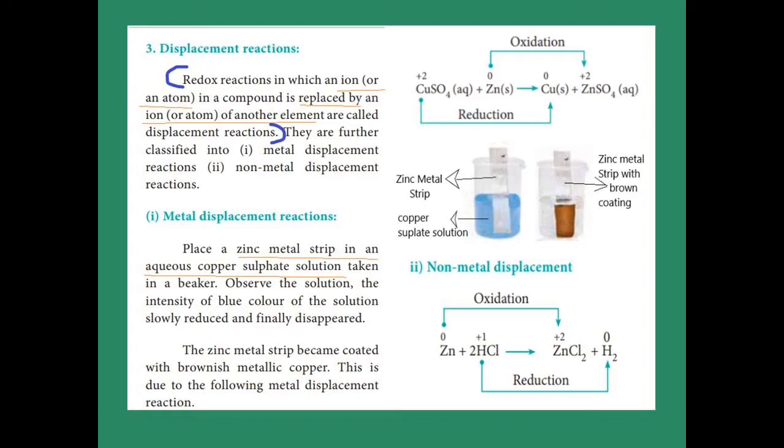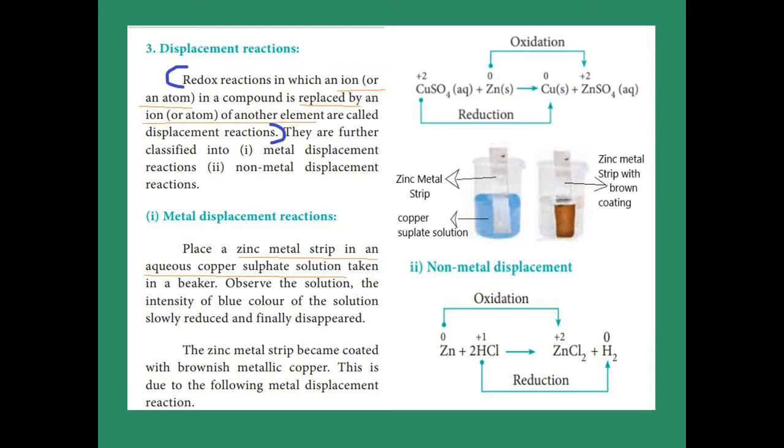Next reaction is the displacement reaction. In this displacement reaction, one ion or atom in a compound is replaced by an ion or atom of another element. This is called a displacement reaction. There are two types. One is metal displacement reaction and another one is non-metal displacement reaction.